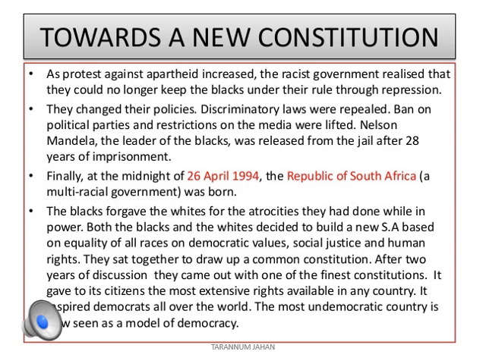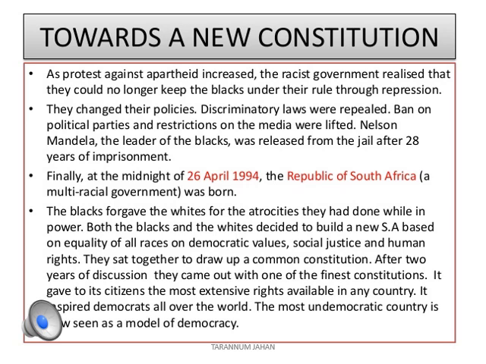So finally, at the midnight of 26th April 1994, the Republic of South Africa was born. The blacks forgave the whites for whatever atrocities were done by them when they were in power. Both the black and white decided to have a new South Africa based on equality, no race discrimination, social justice, and human rights given to each and everyone.